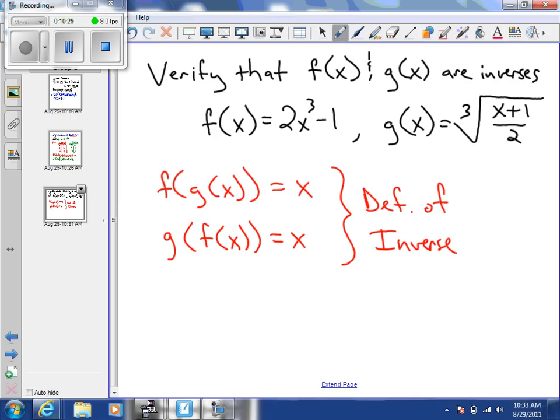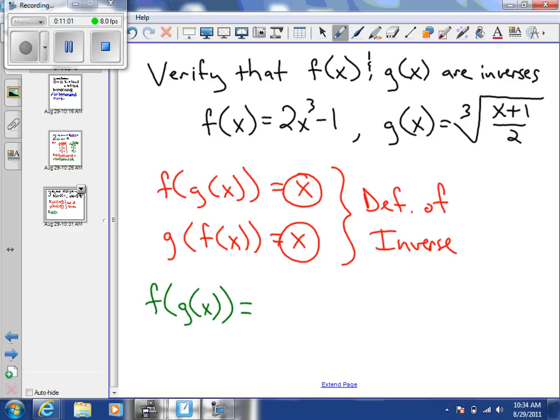This corresponds with the domain of f being the range of g and vice versa. So this will always happen if you have two functions that are in fact inverses. So to verify this, I'm going to basically do what we did in section 1.5 with these two functions, and I'm going to show that I get the identity x for both of them. That's going to be the key. So the first one we'll look at is what is f of g of x.